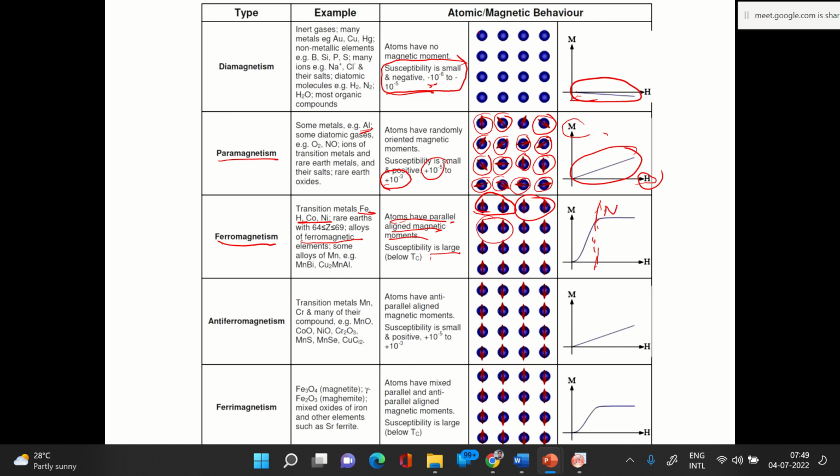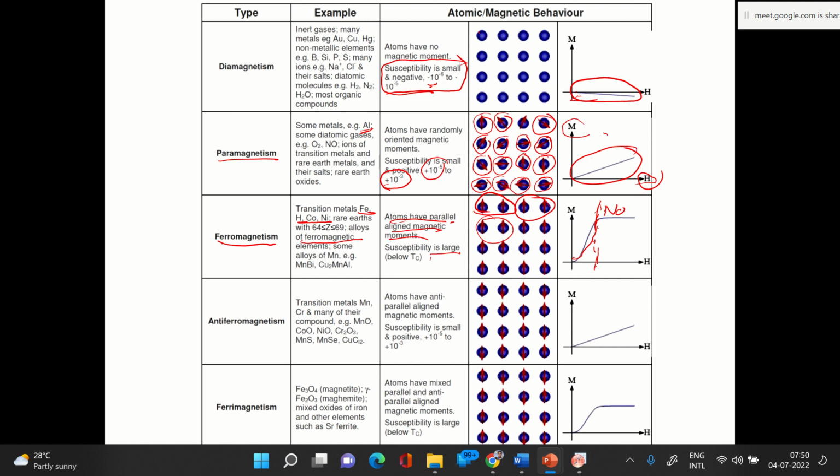Beyond this point there is no change. So there is no change in the magnetization after a certain value of applied magnetic field. Initially there is a very sharp rise in the magnetization. So this is a typical feature of the magnetic M versus H curve in the ferromagnetic behavior.